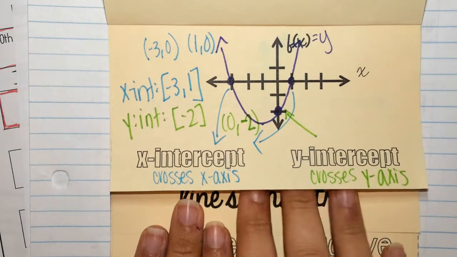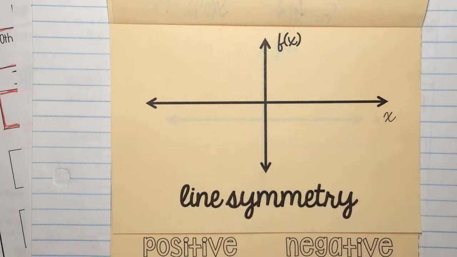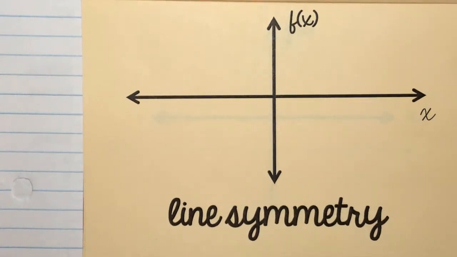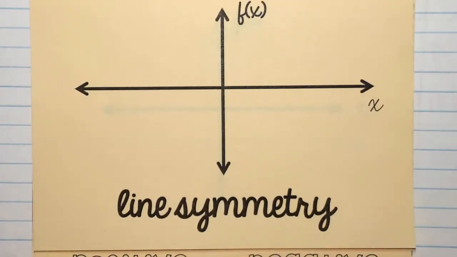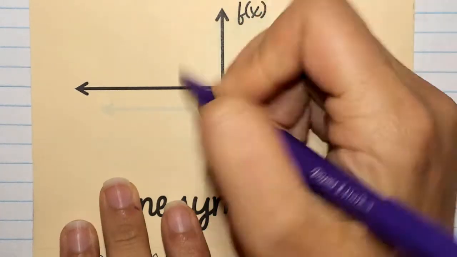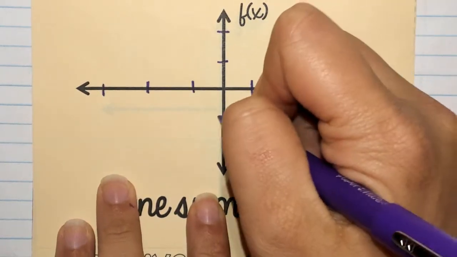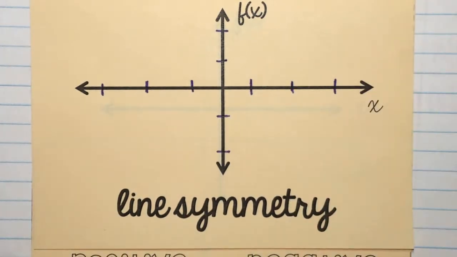Alright, line of symmetry. Are we ready? Yes, ma'am. So the line of symmetry is where it cuts the graph in half. That means that it's congruent, or the same rather, on both sides. So we are going to make our graph have tickies. And I'm going to have 1, 2, 3, -1, -2, -3, 1, 2, -1, -2. I drew my tickies.